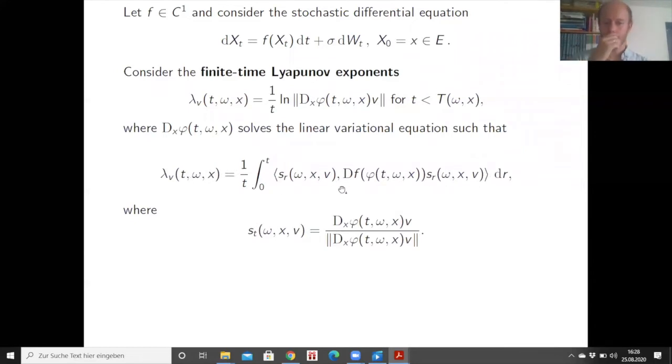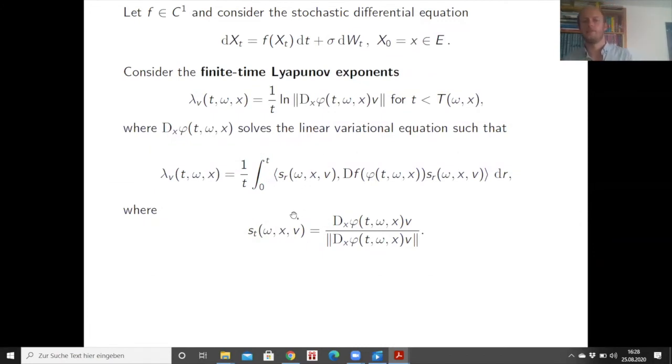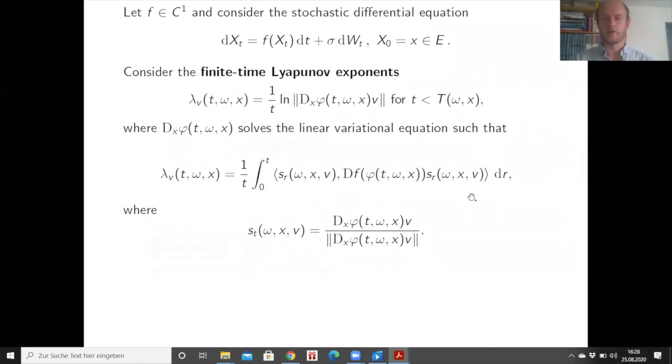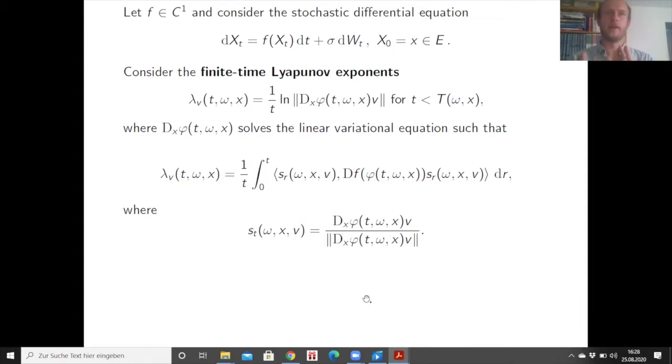So now I wrote it down in a slightly more complicated way. But this is exactly what you saw before. This is this functional from before. And usually with ergodicity, we would see that these time averages converge to some integral with respect to an ergodic distribution. But in this case, of course, first of all, we are only looking at the finite time problem and then want to see what kind of convergence we can get. And here again, this S_t is just the direction, or just the unit tangent bundle part of the linearized process.